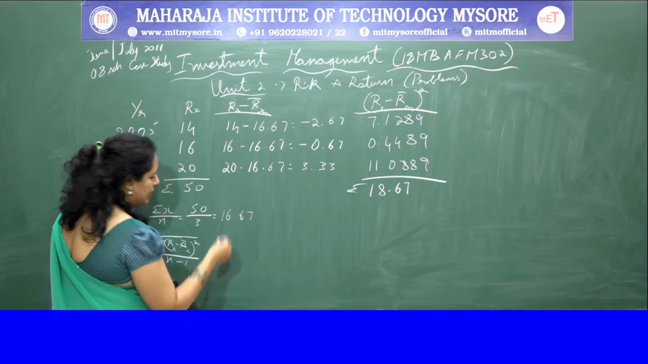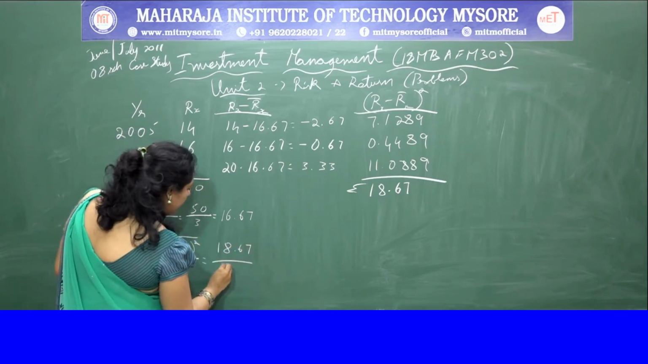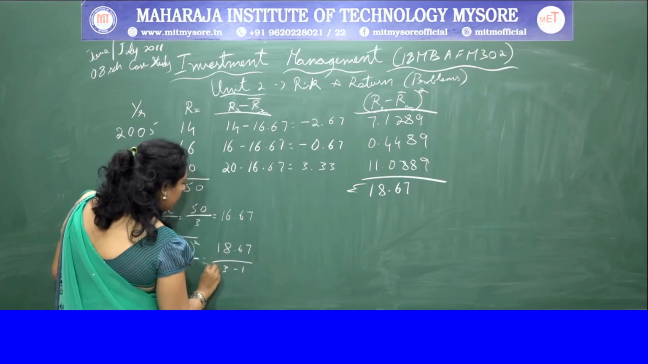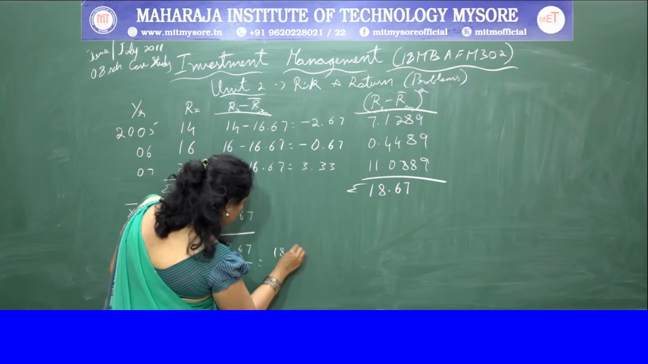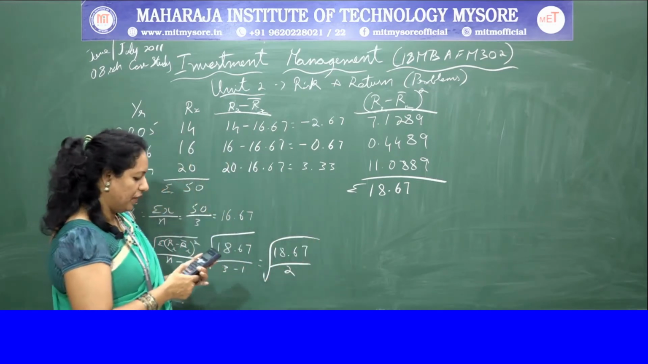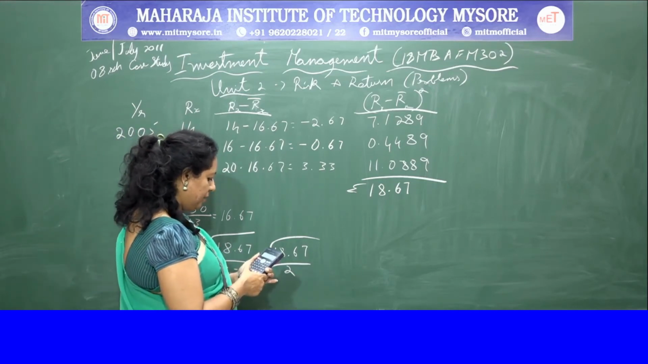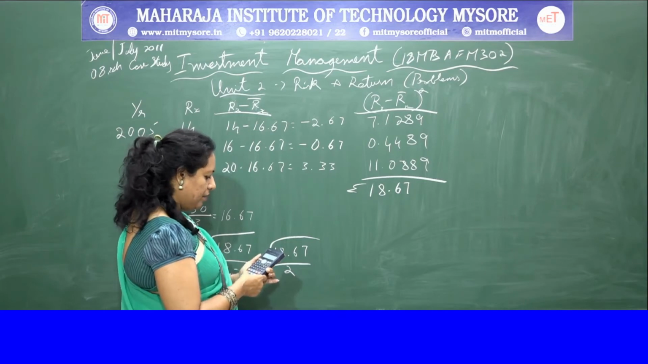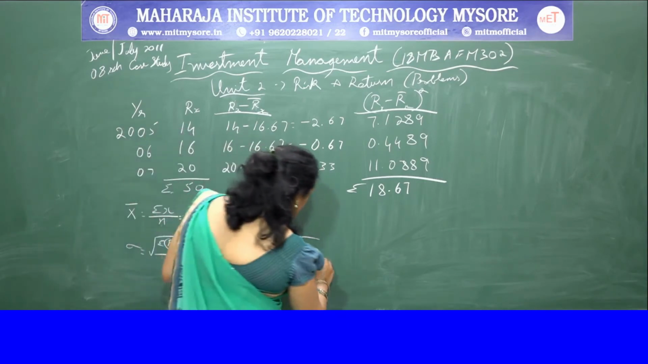So here the answer is the root of 18.67 divided by 3 minus 1, that is 18.67 divided by 2. Let me calculate 18.67 divided by 2. You get 9.335.